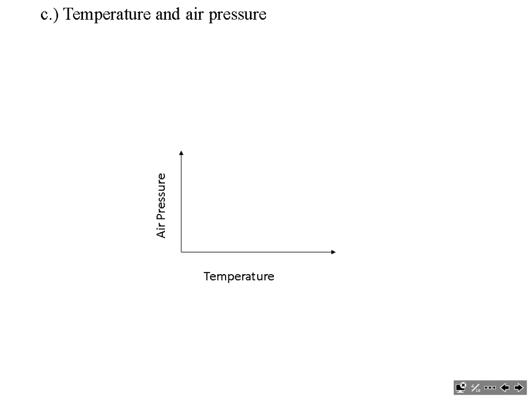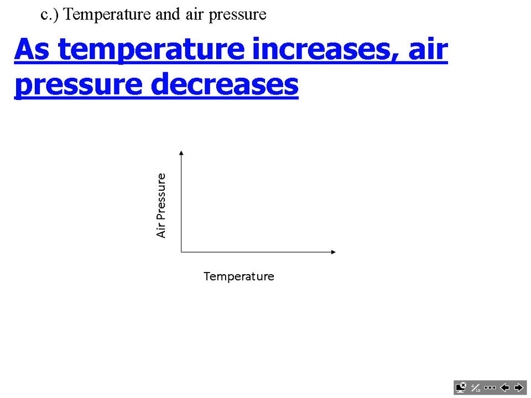Our third relationship is the relationship between temperature and air pressure. This is kind of the tricky one, but as temperature increases, air pressure decreases. Remember that whole idea before, warm air rises because it's less dense. If it's rising off the surface, it's going to decrease the pressure on the surface. Cold air sinks, pushing onto the surface, so adding pressure on the surface.